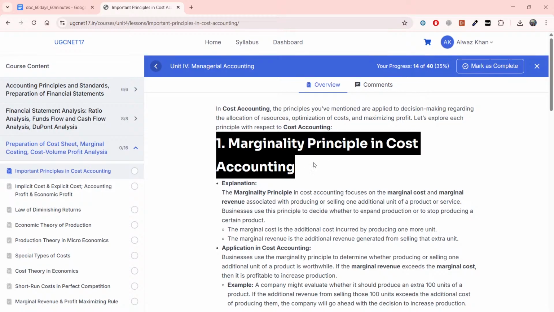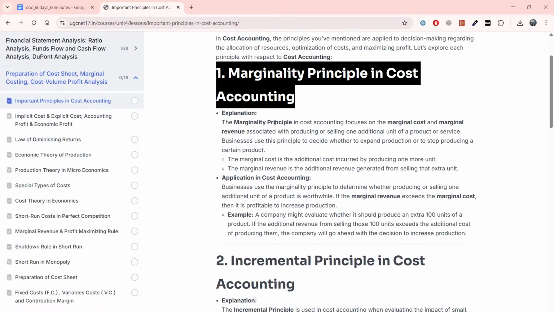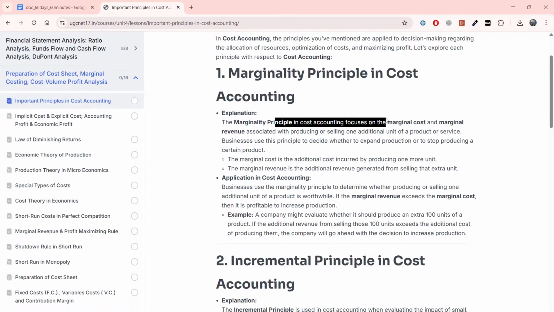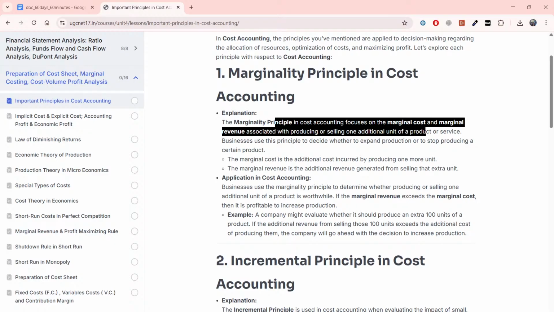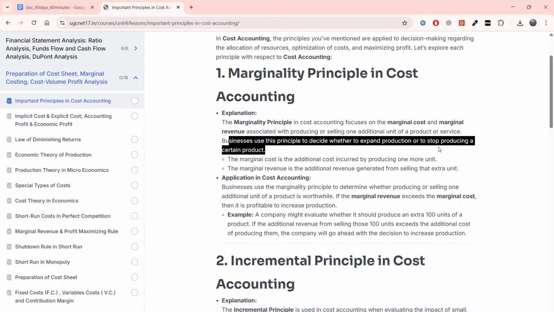Marginality principle in cost accounting. What does the marginality principle say? The marginality principle in cost accounting focuses on marginal cost and marginal revenue associated with producing or selling one additional unit of a product or service. Businesses use this principle to decide whether to expand production or stop producing a certain product.